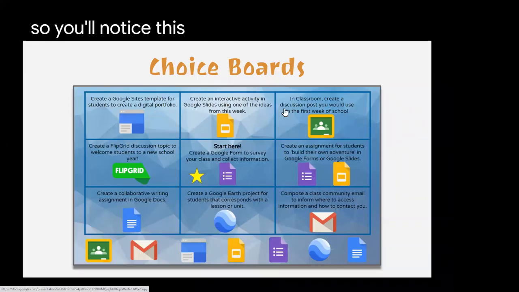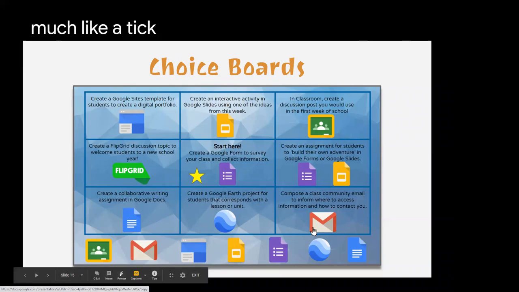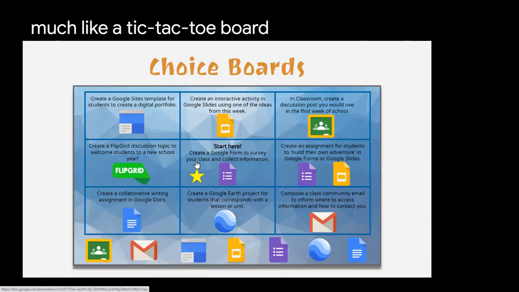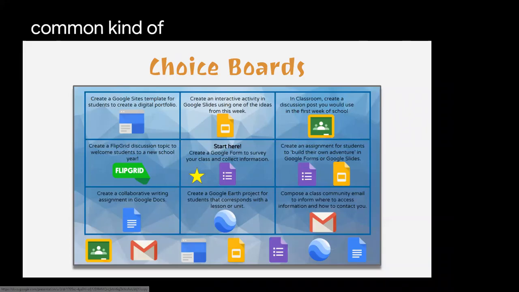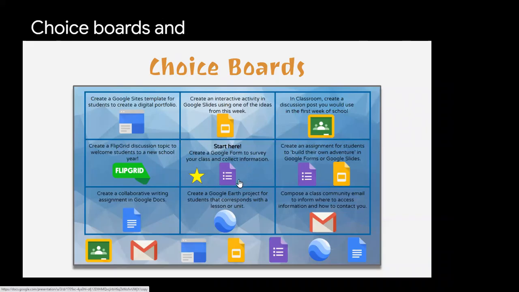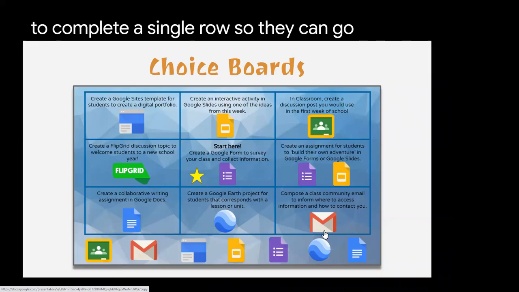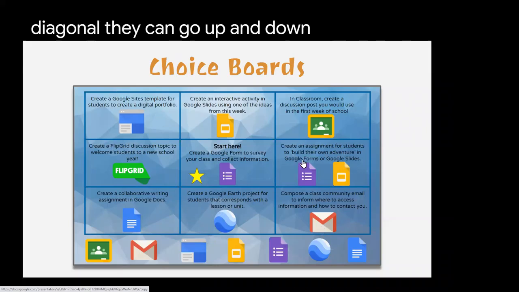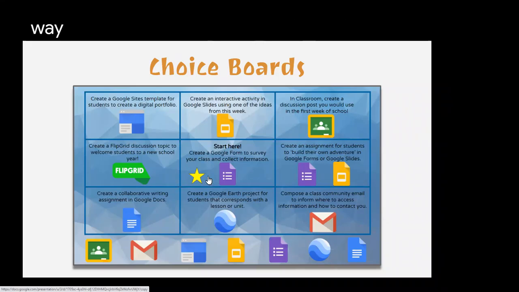So you'll notice this choice board is set up very much like a tic-tac-toe board. And this is a fairly common kind of format for choice boards. Students start in the middle, and then they have to complete a single row. So they can go diagonal, up and down, across the middle, or diagonal this way. My dog is being destructive behind me.